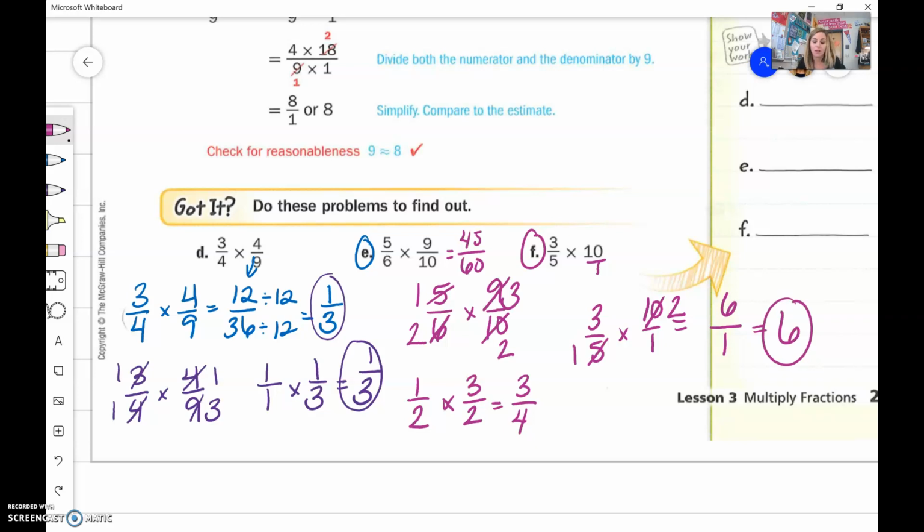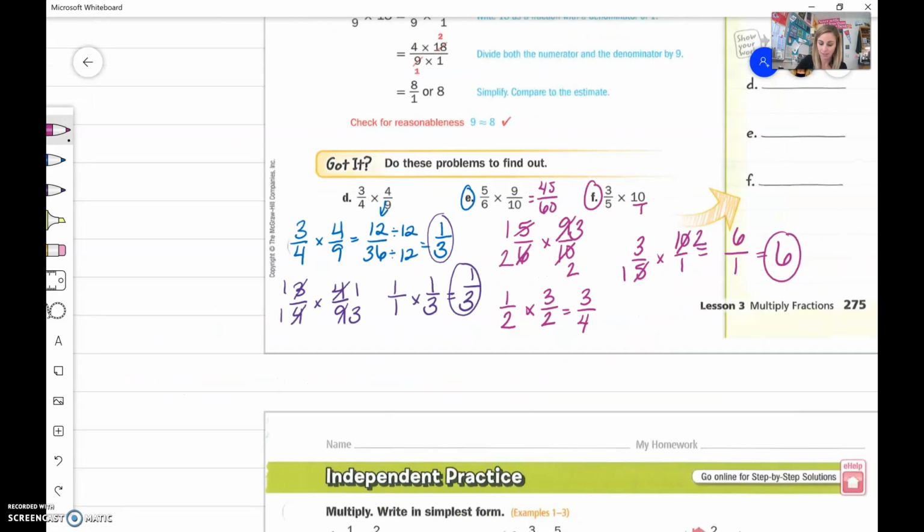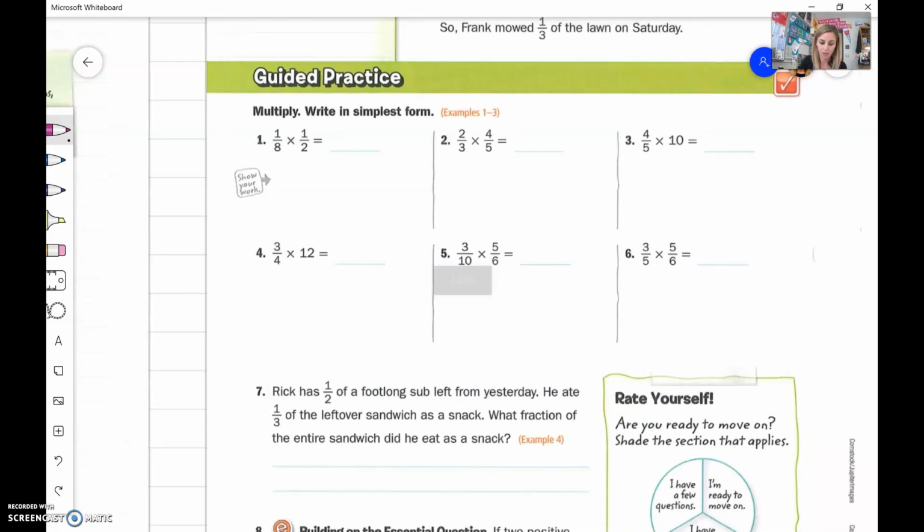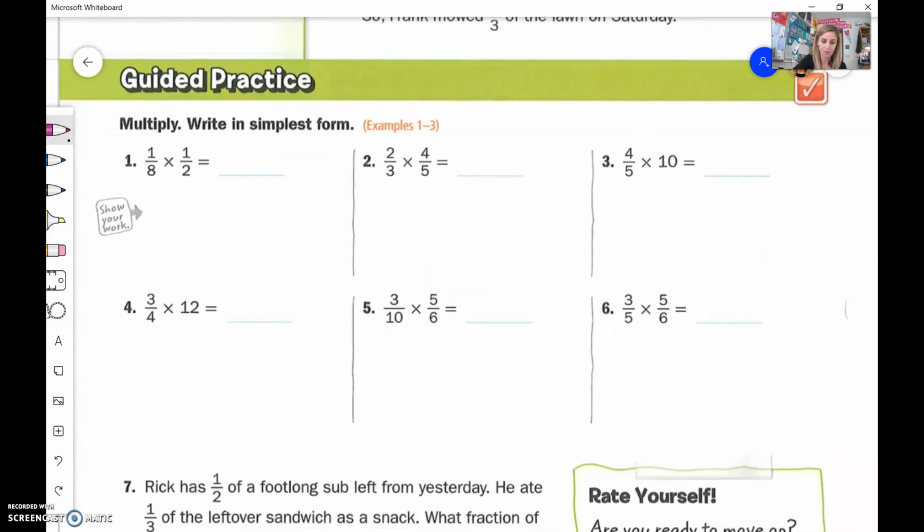Okay, if you feel like you have it, then you can stop this video and you can get on to your homework if you have homework. If you feel like you need a couple more examples, continue on with me. All right, let's take a look at the next page. Here we go. We're going to do a couple of these problems together.